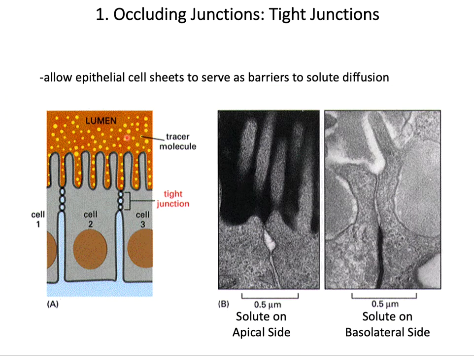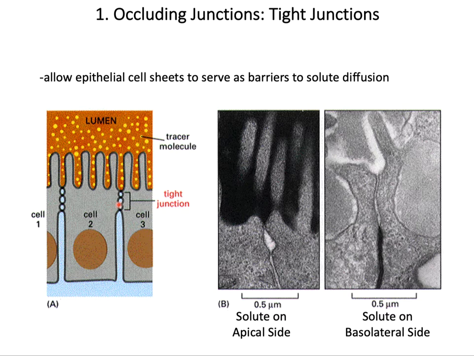Tight junctions also allow epithelial layers to serve as barriers to solute diffusion. Solutes on the apical side of the epithelial sheet cannot pass over to the extracellular space of the basolateral side because of the tight junction. This is really well illustrated in this experiment here.